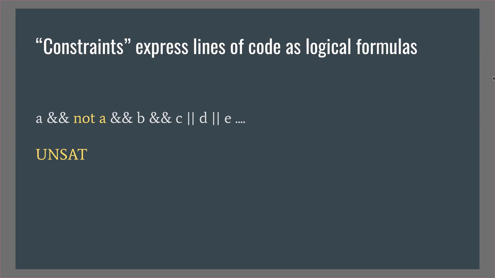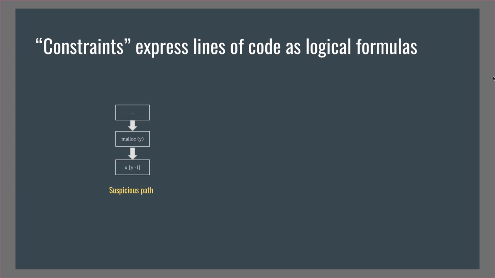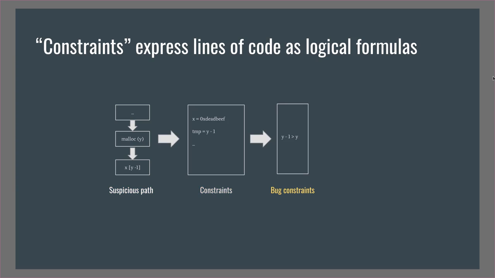But how do we use this to actually find bugs? Well, we take the suspicious path and then translate it to a set of constraints. Then we'll have the checker write some more constraints to try and determine if the bug, in this case the out-of-bounds write, is actually possible. Finally, we'll query the SMT solver. If the bug is possible, it should give us an assignment for the program inputs that actually triggers the bug. And if not, it will just return unsat.